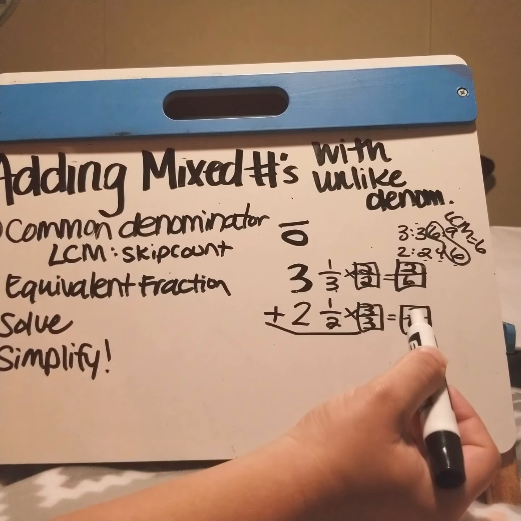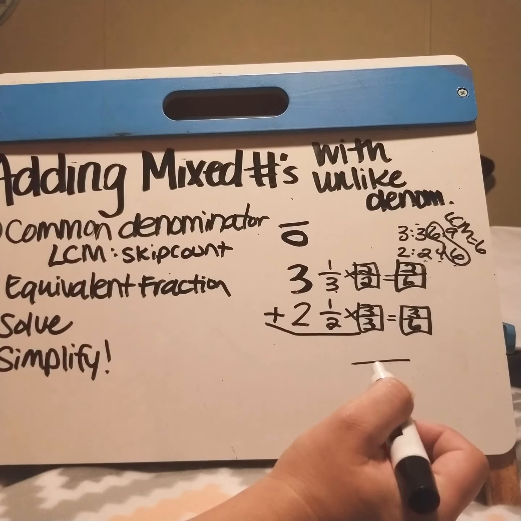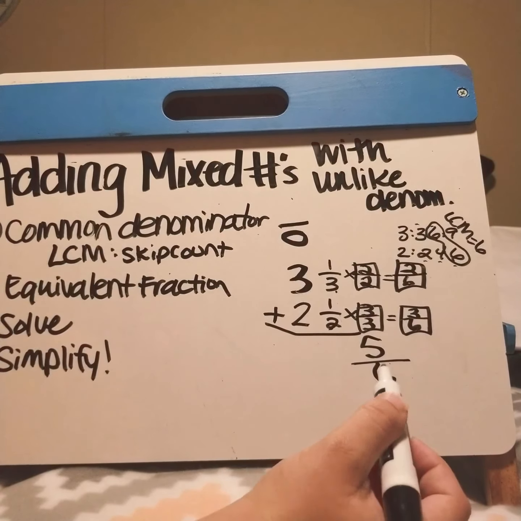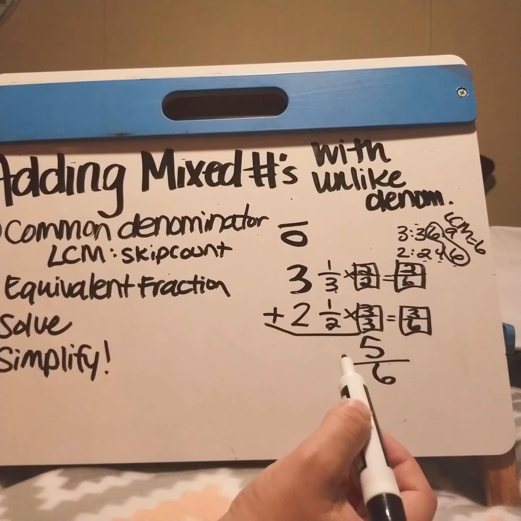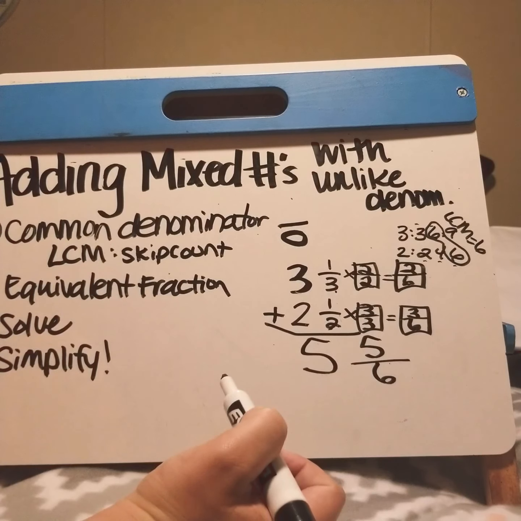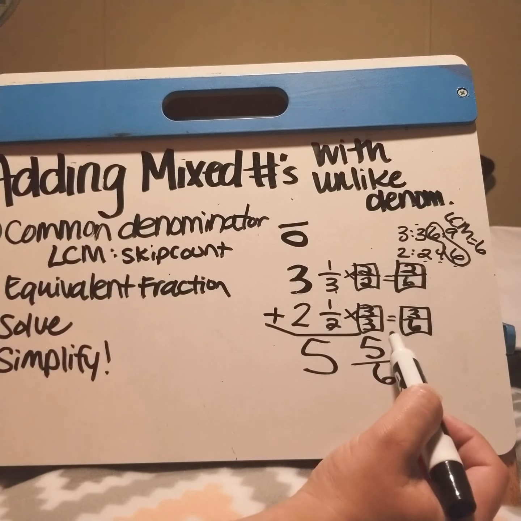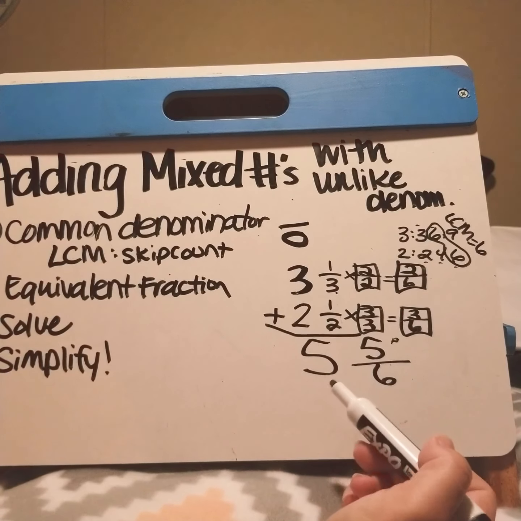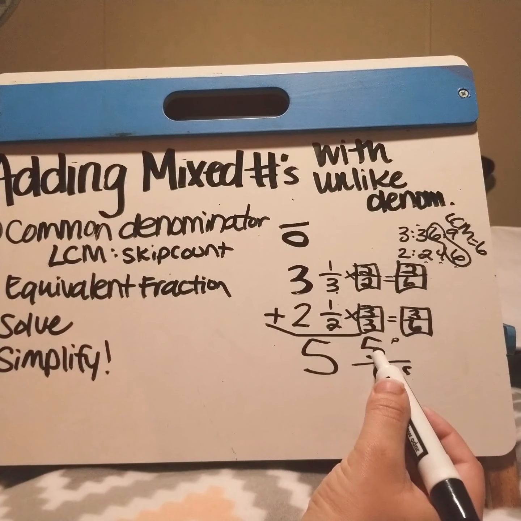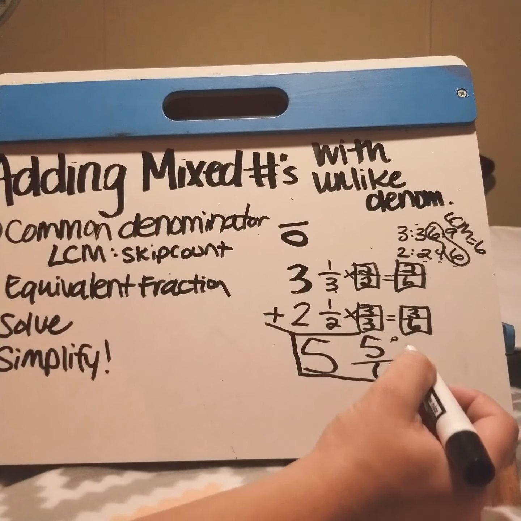So 2/6 plus 3/6, we're only going to add numerators and our denominator stays the same. So 2 plus 3 is 5. 5/6 is a proper fraction. Now we're going to add our whole numbers. So 3 plus 2 is 5. If I look at 5/6, I know that 5 is a prime number, which means it only has factors of 1 and itself, and 6 is a composite. But 5 is not a factor of 6, so we know that this cannot be simplified.